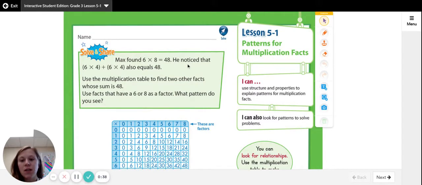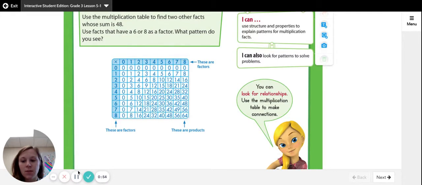Max found 6 times 8 equals 48. He noticed that 6 times 4 plus 6 times 4 also equals 48. Use the multiplication table to find two other facts whose sum is 48. Use facts that have a 6 or 8 as a factor. What pattern do you see? So let's look down at our multiplication chart.